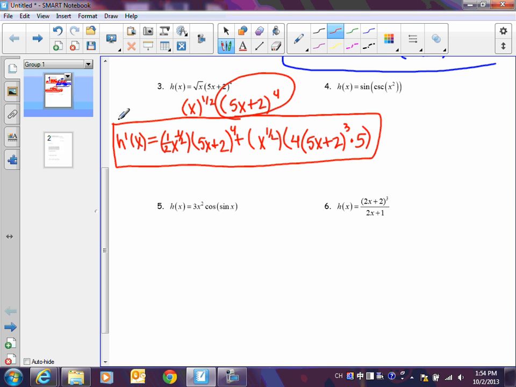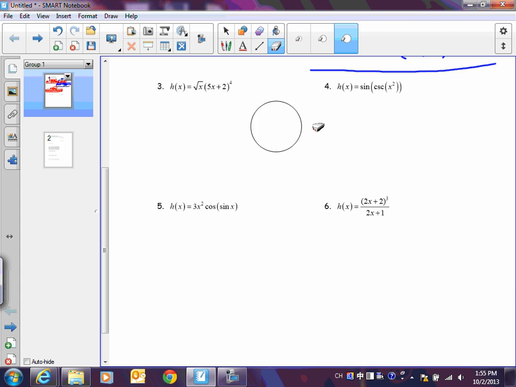All right. Number 4 is different. And I really want some more space on 4, so I'm actually going to erase the rest of 3 here. I'll just erase the whole thing, so we're not even looking at it. So on number 4, I have sine of cosecant of x squared. This is not product rule. I'm not multiplying any functions. I'm doing like an f of g of h. It's a chain rule of a chain rule.